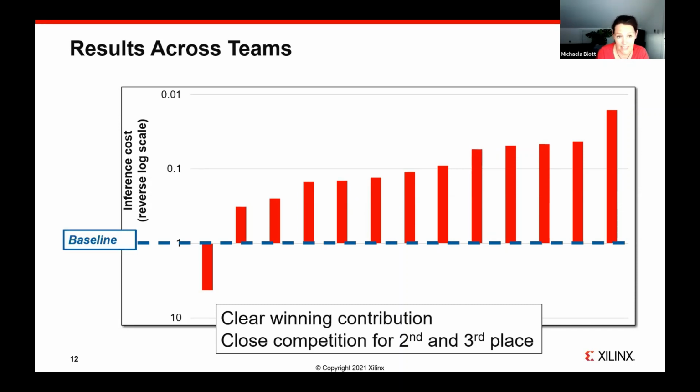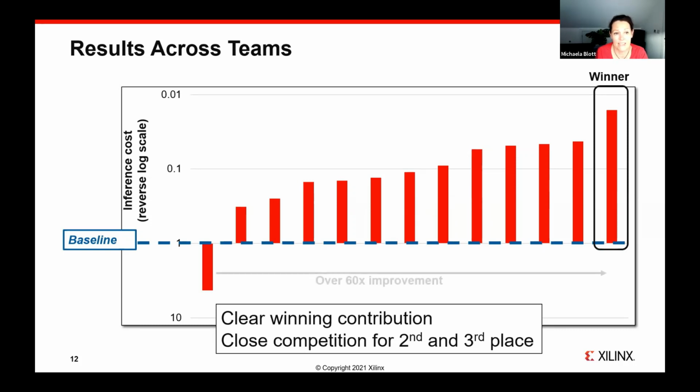Our baseline, as handed out in the sandbox, is at inference cost 1, and the higher the bar, the better is the submission. The winning score is on the far right, and you can see it's a clear winning contribution. However, there was a really close competition for the second and the third place. Also worth mentioning, the submissions achieved an over 60x improvement compared to the baseline, which is truly magnificent.